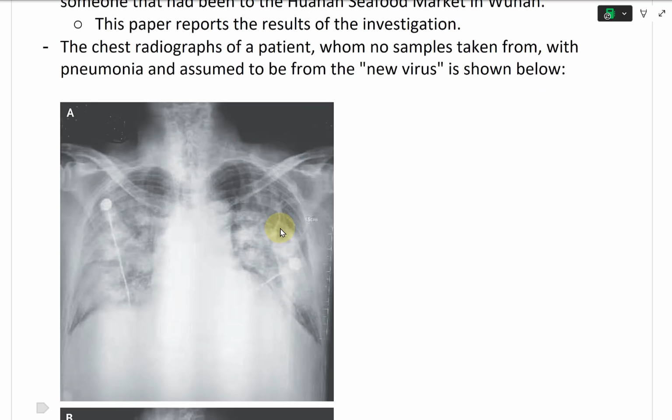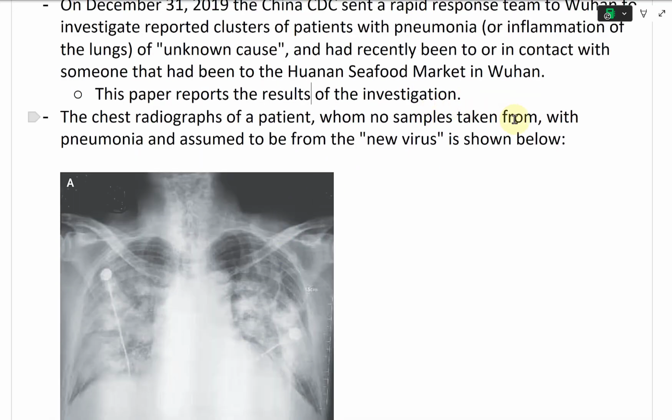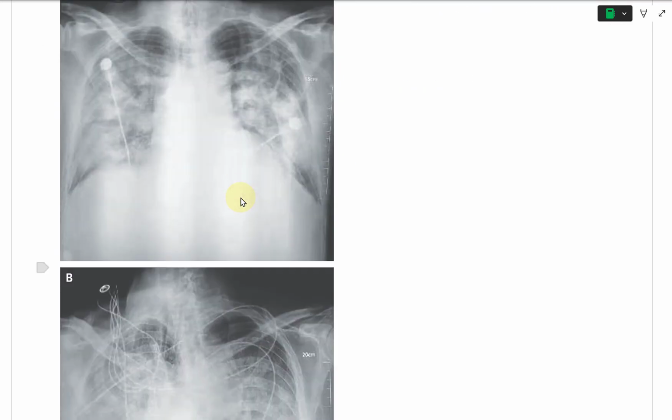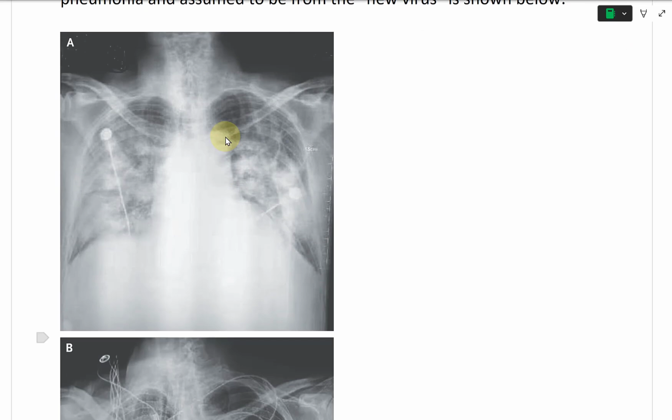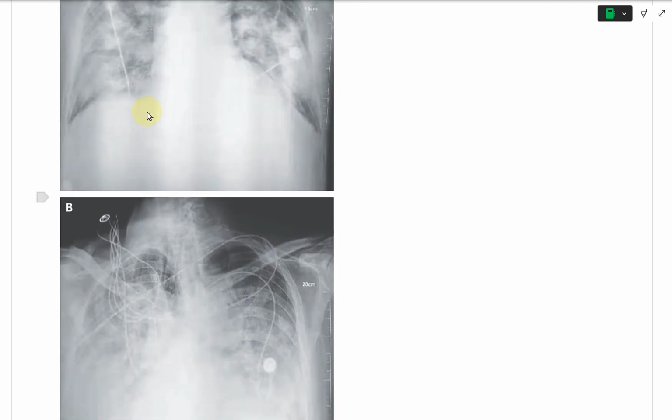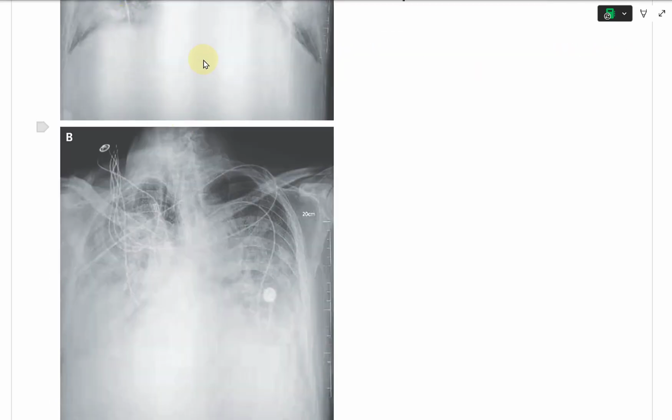The chest radiographs of a patient with pneumonia, from whom no biopsy samples or other samples were taken, and who is assumed to have the "new virus," are shown below. So these are chest radiographs of it. There's no biopsy or samples taken from them, just some images, and it's assumed that it's from the new virus, and it just shows this cloudy stuff.